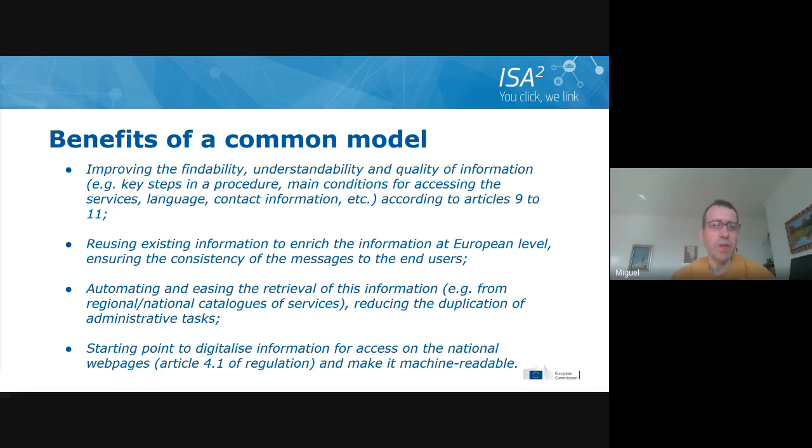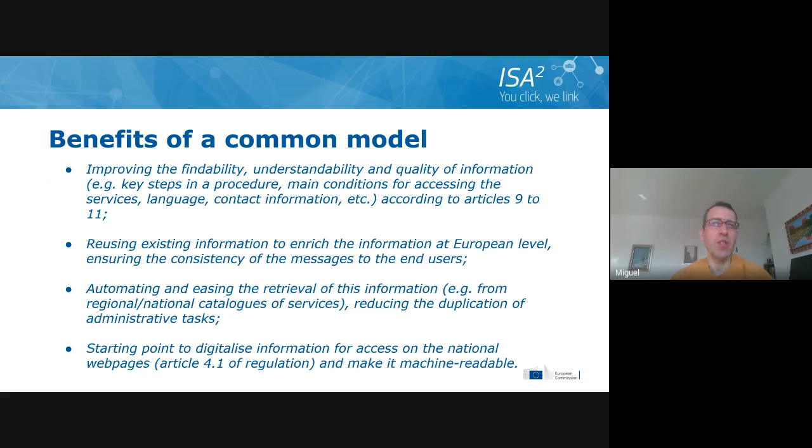regional, national catalogs of services, and also start doing some cleaning up, aligning descriptions, getting rid of redundant descriptions, looking at where the gaps are, and so on, and reducing duplication, of course, and bringing quality, at the end of the day, to the information about services. And furthermore, by having this kind of machine readable approach, information can be reused and enriched at a more cross-border level, at the overarching European level.